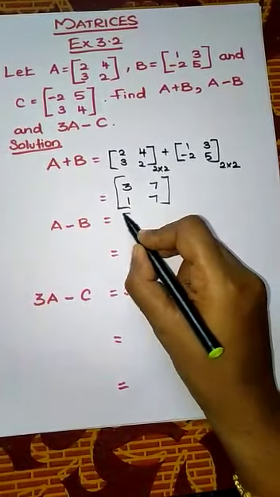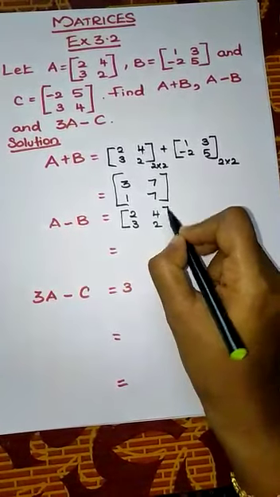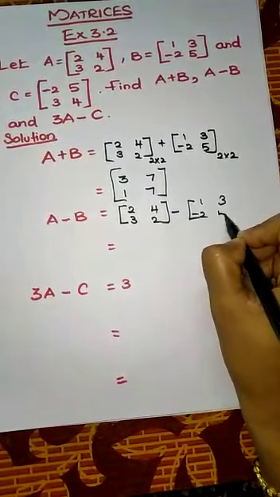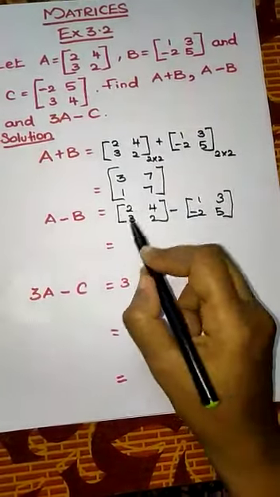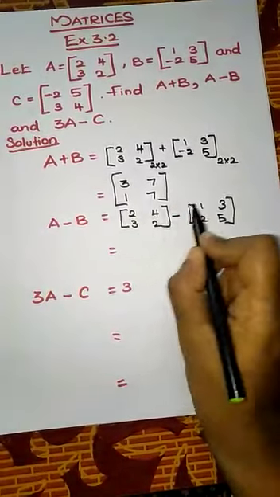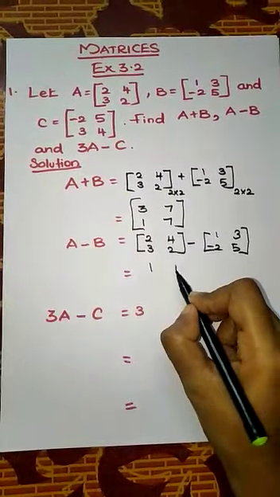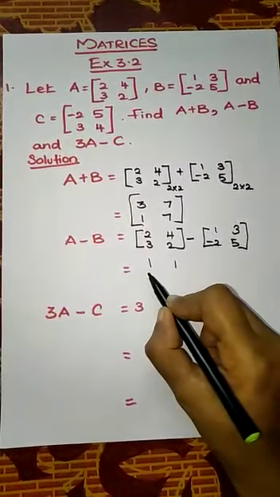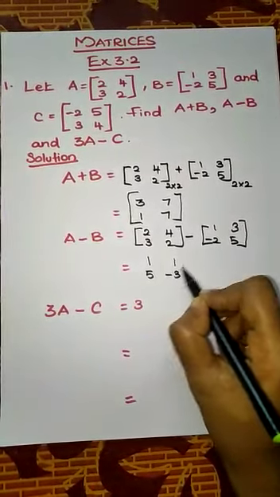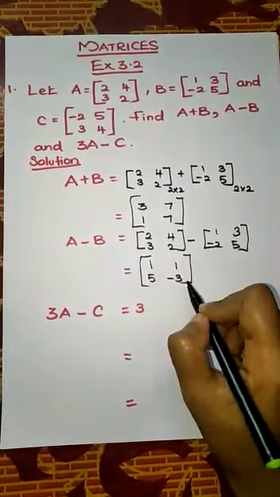Next A minus B. Same A value [2, 4; 3, 2]. What is our B value? [1, 3; minus 2, 5]. A minus B, same procedure, we have to subtract the A11 value from the A11 value. So 2 minus 1, 1. 4 minus 3, 1. 3 minus of minus 2, 5. 2 minus 5, minus 3. So A minus B value is [1, 1; 5, minus 3].